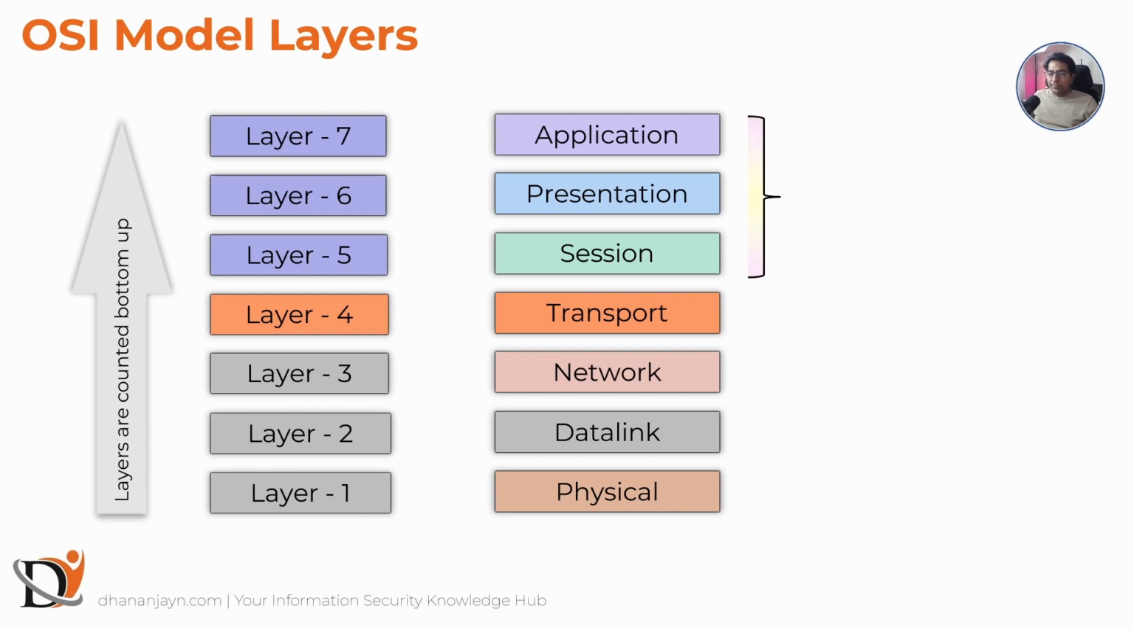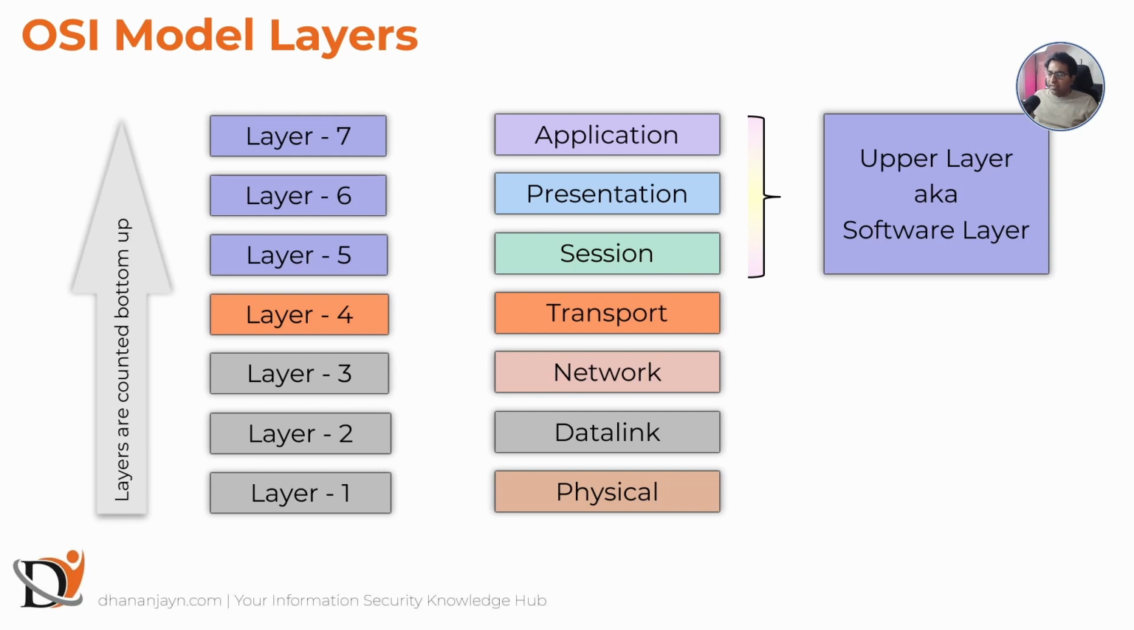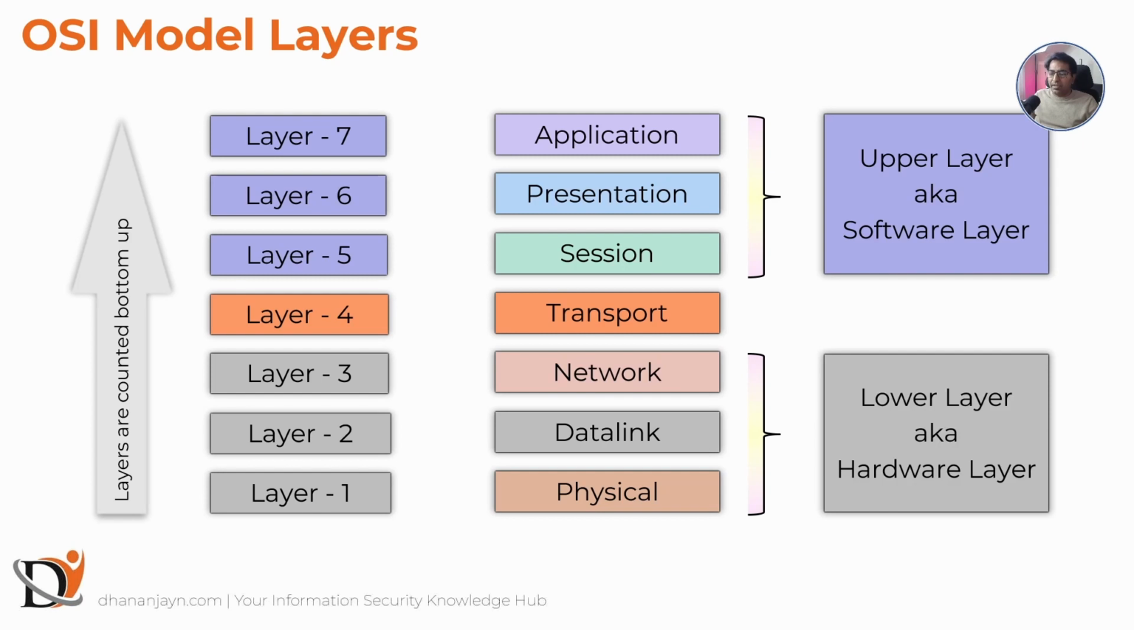If we look at the categorization of these layers, the top 3 layers, application layer, presentation layer, and session layer, are the upper layers, also known as software layers. And network, data link, and physical are the lower layers, also known as hardware layers.